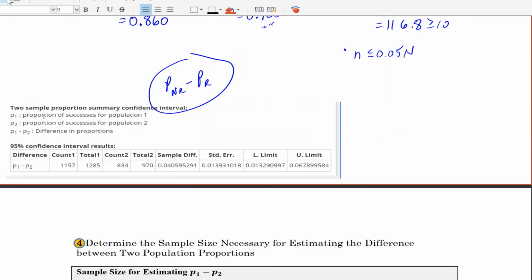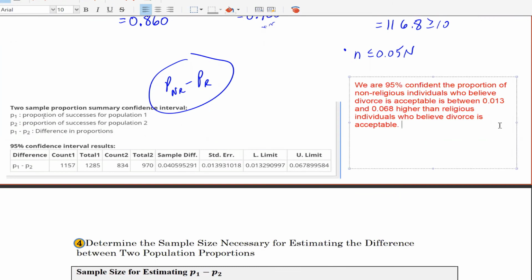Now when we get into interpreting, I think it'll make more sense to you why I did it the way I did. So we are 95% confident the proportion of non-religious individuals who believe divorce is acceptable is between 0.013 and 0.068 higher than religious individuals. Having these be positive quantities makes it easier to interpret. That's why I wanted the higher proportion to be in sample 1. Because if I flip-flopped them, I'd have negative values here, and that makes it more challenging to interpret.